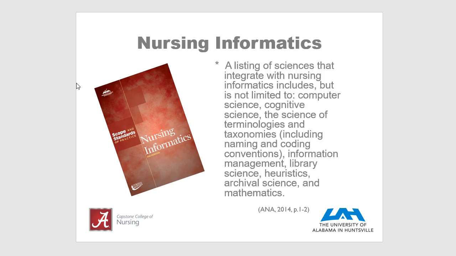Now, that asterisk that was referred to in the last slide was related to analytical sciences. And so the ANA says that the sciences that are included in that list are here, but they're not limited even to this list. So computer science, cognitive science, the science of terminologies and taxonomies, and that has to do with those naming and coding conventions that are ever important that we often don't think a lot about. Information management, library science, heuristics, archival science, and mathematics.